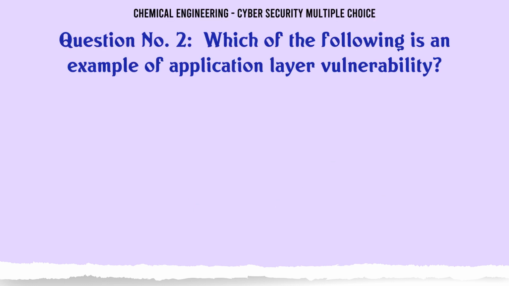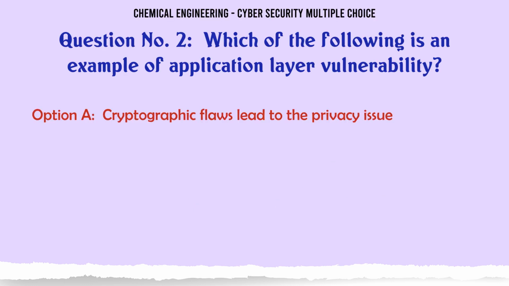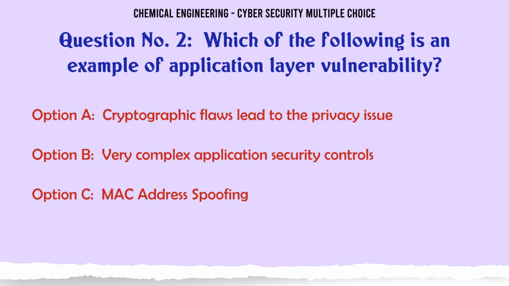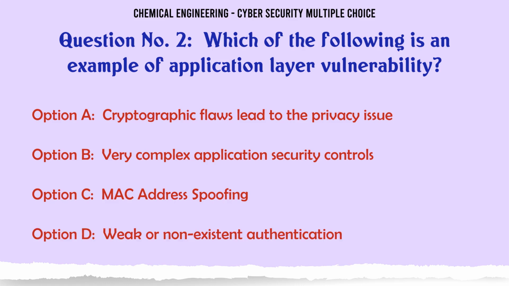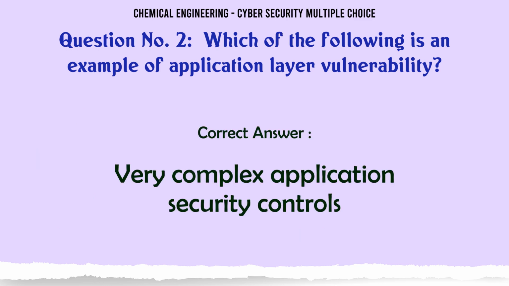Which of the following is an example of application layer vulnerability? A. Cryptographic flaws lead to the privacy issue. B. Very complex application security controls. C. MAC address spoofing. D. Weak or non-existent authentication. The correct answer is very complex application security controls.